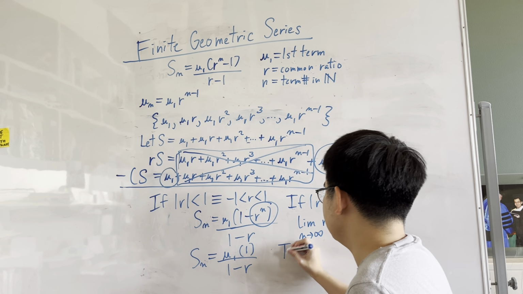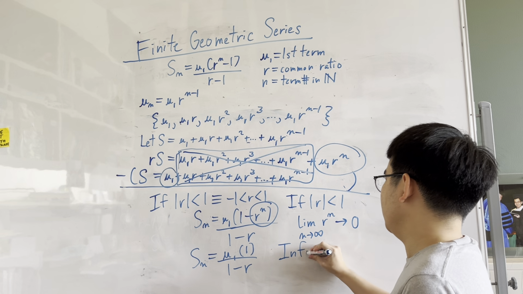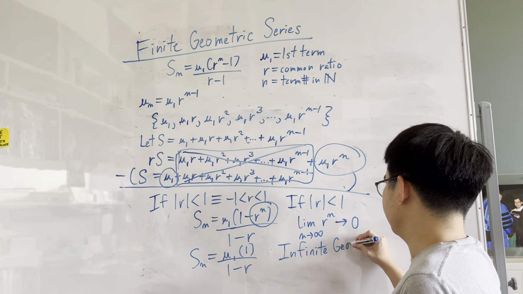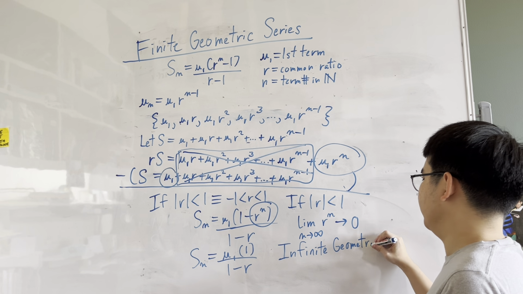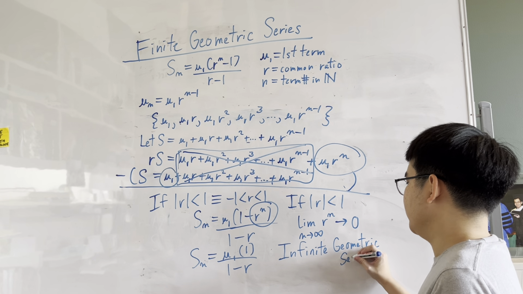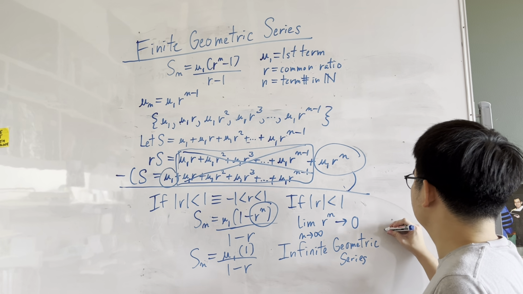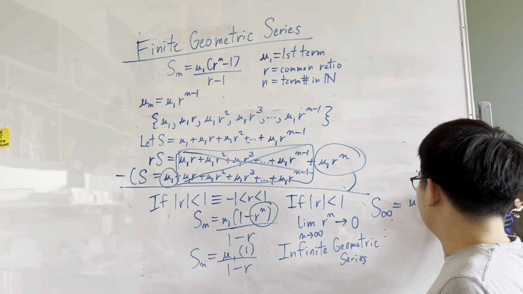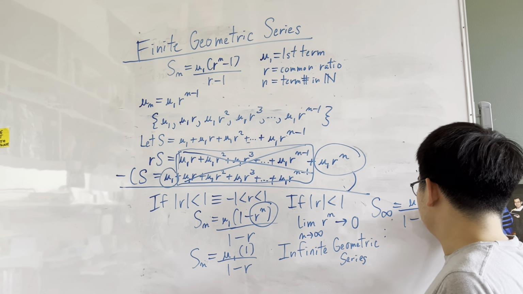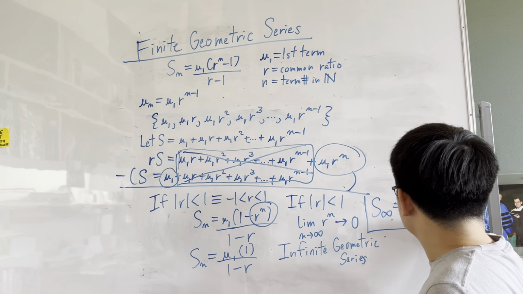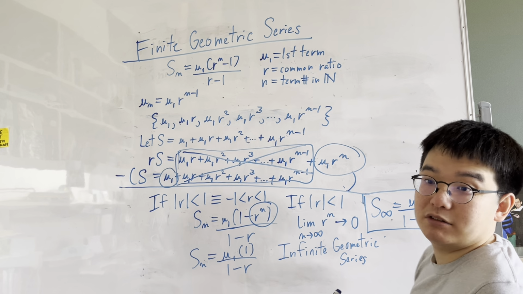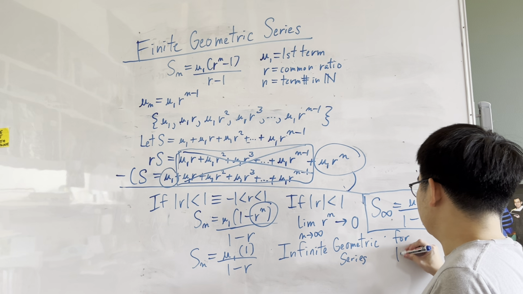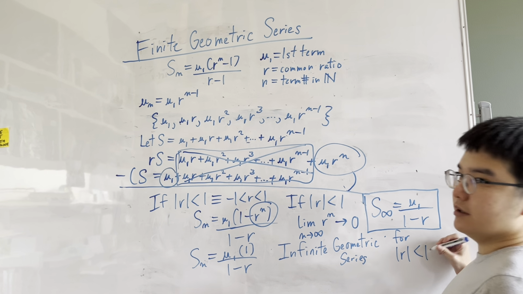So the infinite geometric series is, sorry, taking me a while to write this out, the infinite geometric series S infinity equals u1 over 1 minus r. And I repeat that this is really only valid for absolute value of r less than 1.